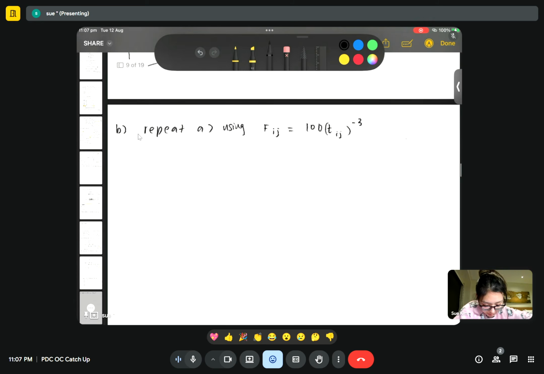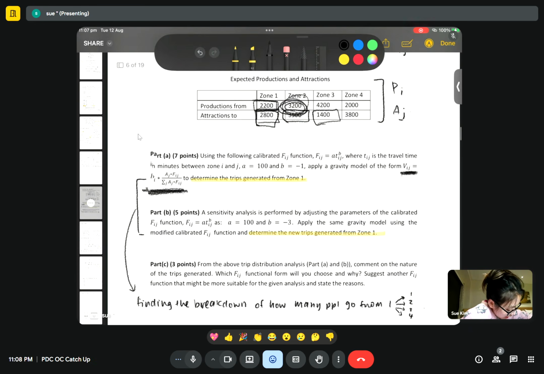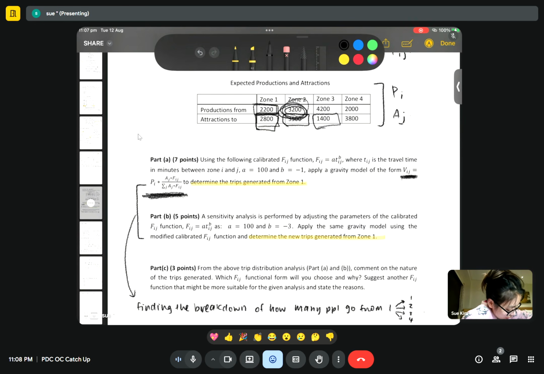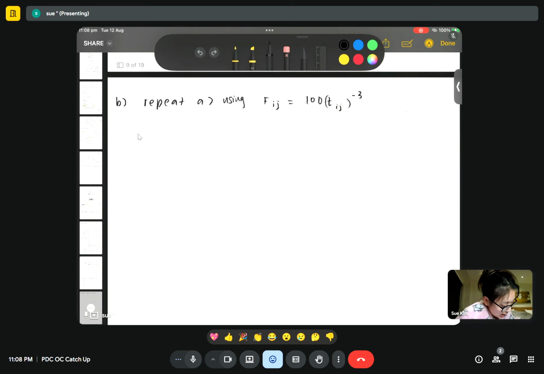Okay, and then for question B, they changed the formula basically. They changed this so that A equals 100 and B equals -3. And then you have to do the same thing. So literally, the question's exactly the same. The only thing that changes is I have to do it for where B equals -3. So that's equivalent to doing this.